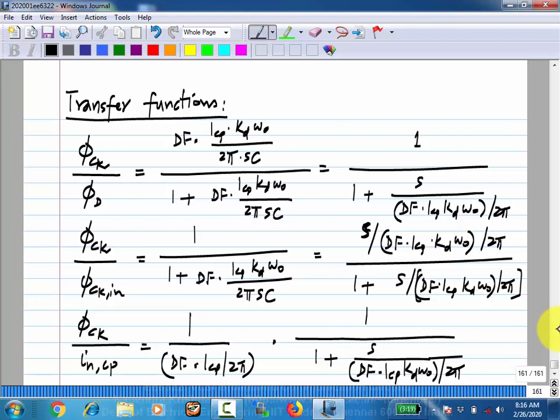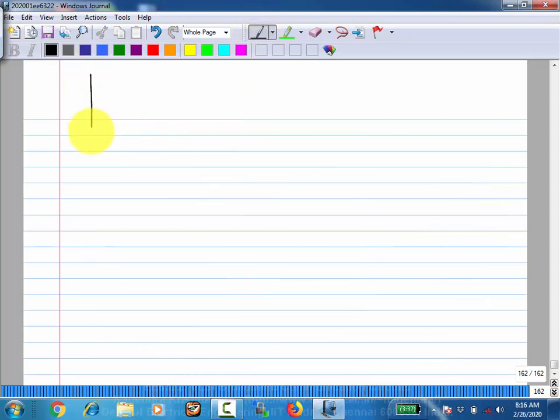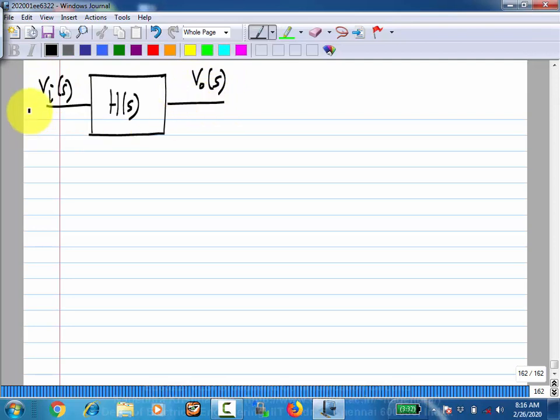Okay. Now in this case, what does the input mean? So let's consider the first transfer function phi ck by phi d, for instance. Okay. So now this is of course in the S domain. How do we interpret this in the time domain? Let's say, okay, forget this. You have a voltage transfer function, right? So if I have Vi of S, I will get Vo of S. This is in the transform domain.